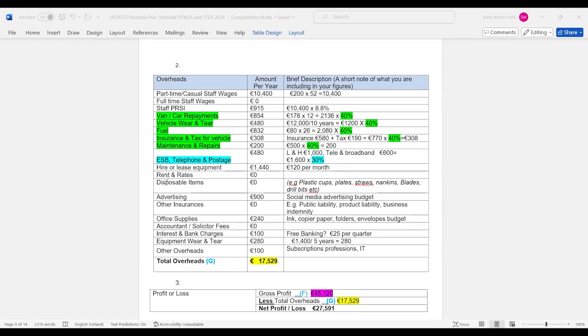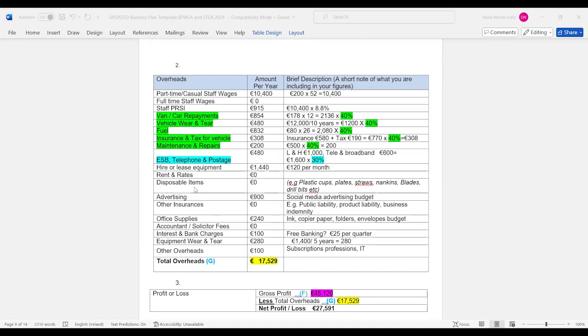The next item is rent and rates. So if you are renting a premises, you will put in the monthly rent here and multiply it by 12 to get an annual figure, and also research how much the rates are going to cost you. Add the two amounts together, put them in here. But for the purpose of this video, I'm putting in 0.